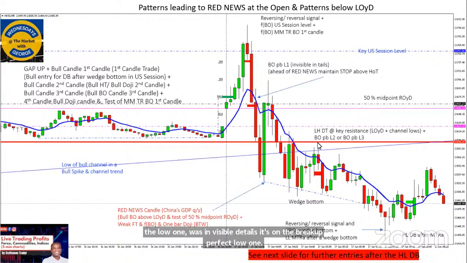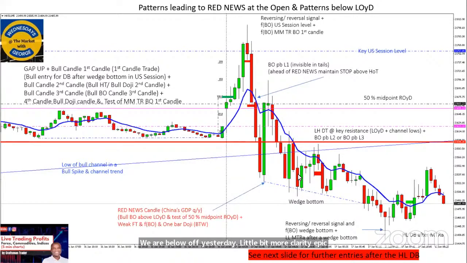We're at the low of yesterday. Need a little bit more clarity that the bears are taking over, which you get by another breakout, pullback, and a low two. Call that breakout, pullback, low two. So the second attempt by the bears to take the market lower. So that is a trade that you're going to take.